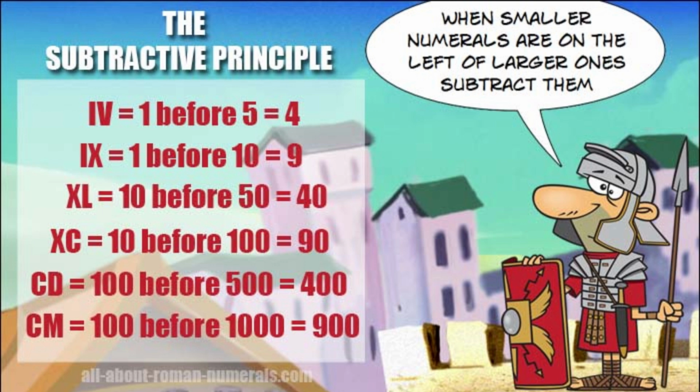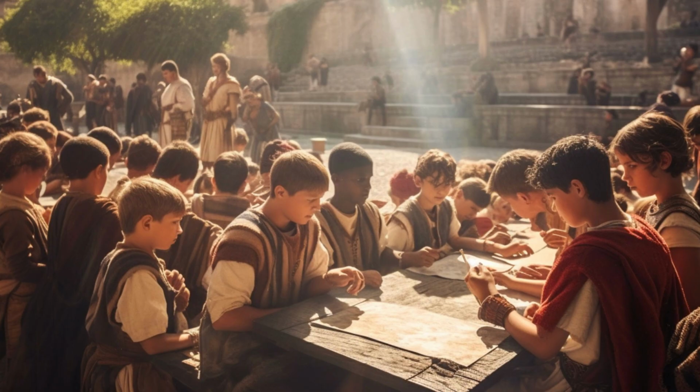Make sure you brush up on the Roman subtraction principle. If a smaller numeral appears before a larger one, it is subtracted from the larger numeral. This rule applies only to I, X, and C. For example, IV represents 5 minus 1 equals 4. IX represents 10 minus 1 equals 9, etc. With a little bit of practice, you'll be able to easily come up with any Roman number quite easily.